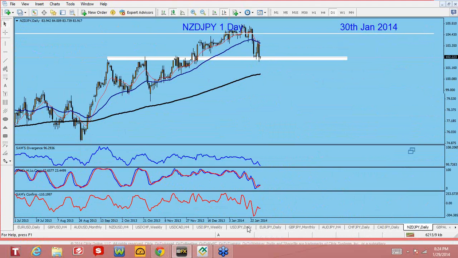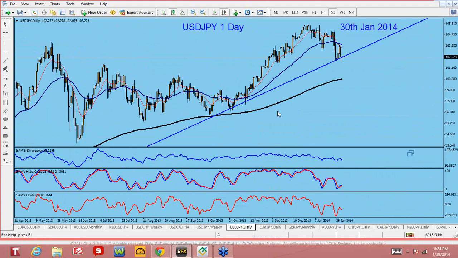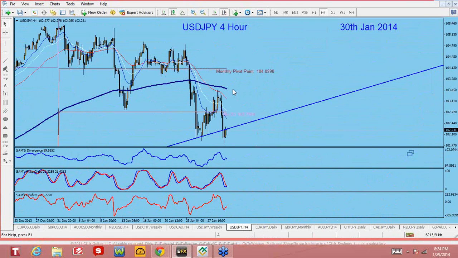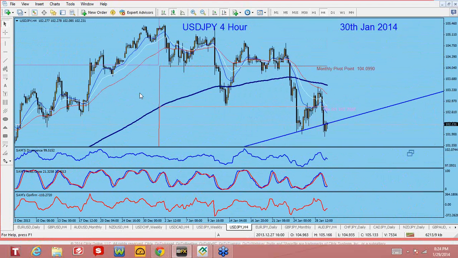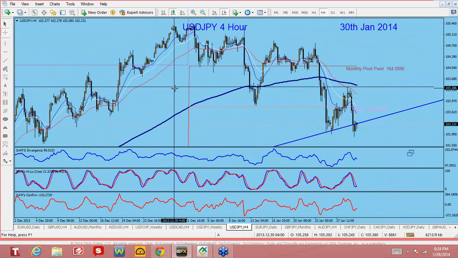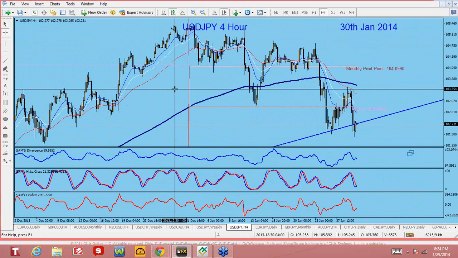USD yen is hiding right here. Okay, this is USD yen. It is hitting the trend line. It hit the trend line first, went up on a 4-hour chart again, and made the thing there. Last night I saw that everything else is coming down, so this should be coming down too. See these two highs here?